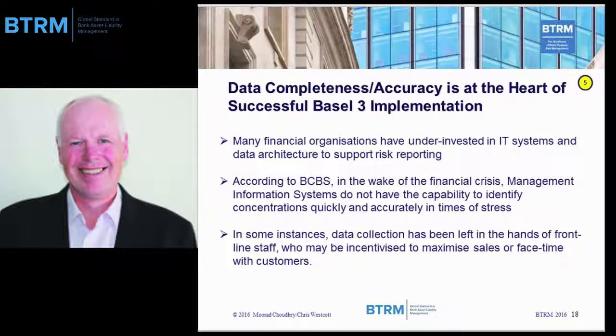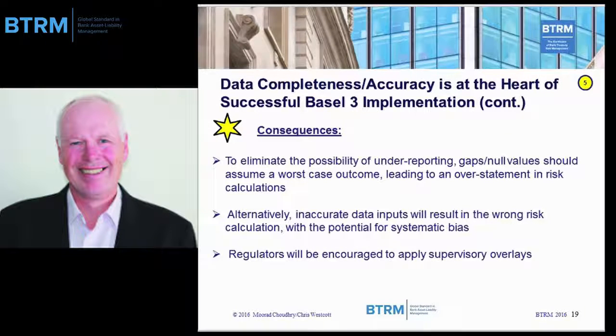So data completeness and accuracy. I think many organisations will focus on this last, and all of the work will go into ensuring that the correct calculations are happening. Now that's great, but if the correct calculations happen on the wrong data, it'll be the wrong answer. And that, in regulatory terms, tends to hit banks pretty hard. So on slide 19, I've just put some of the consequences of having poor data quality. So firstly, if you've got null values or gaps completely, the assumption generally is you have to take the worst case outcome.